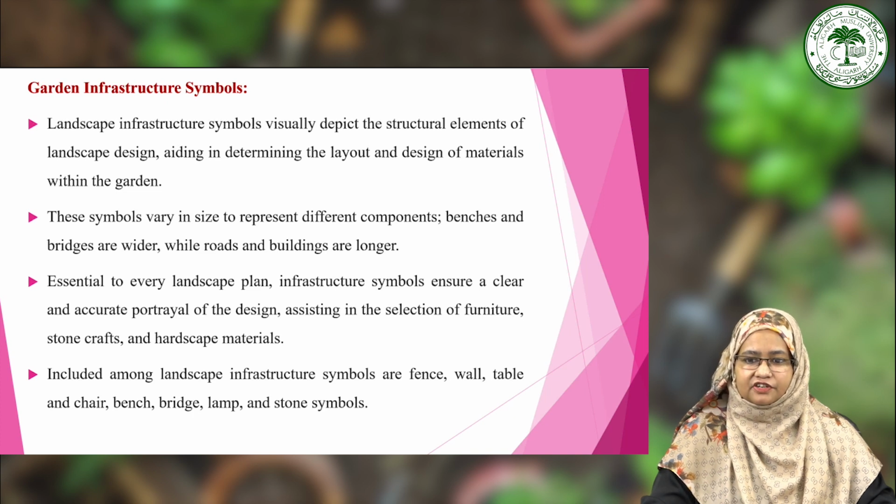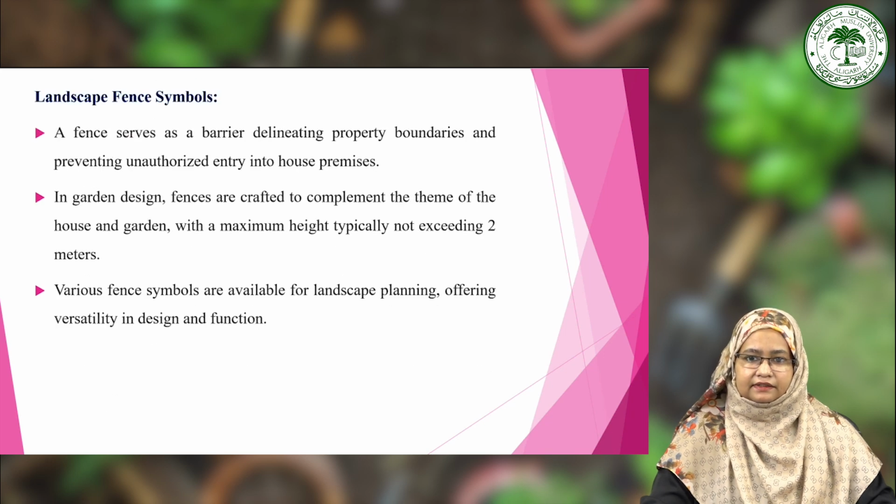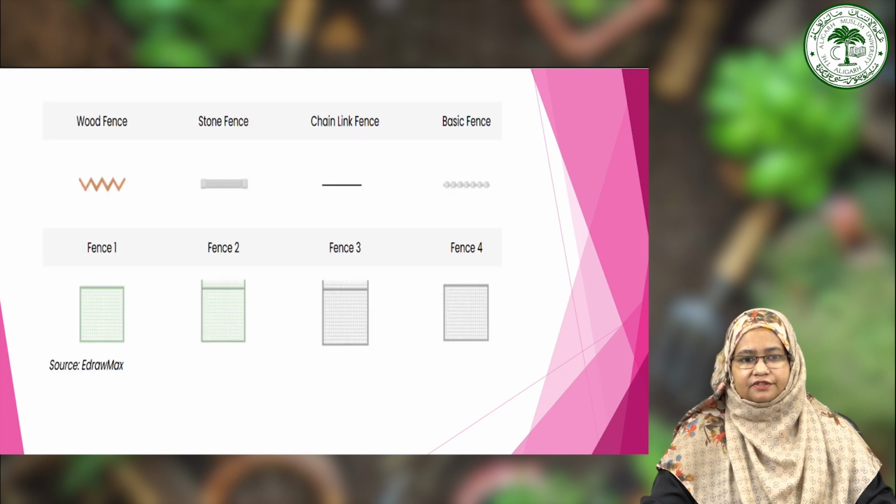Among the landscape infrastructure symbols are fence, walls, table and chair, bench, bridge, lamp and stone symbols. The first is the fence, which serves as a demarcation preventing unauthorized access to house premises, often designed to complement the theme of the house and garden. Typically, garden fences should not exceed a maximum height of 2 meters. Landscape planning offers various symbols representing different types of fences suitable for garden decoration. And here are the symbols of different types of fences like wood fence, stone fence, chain link fence and these are the basic fences.